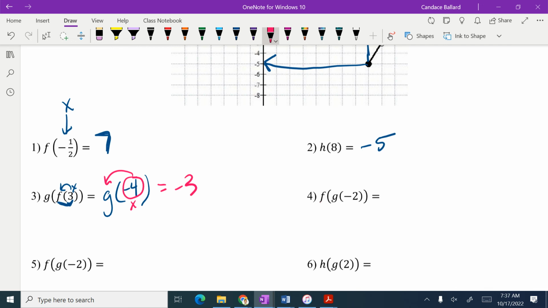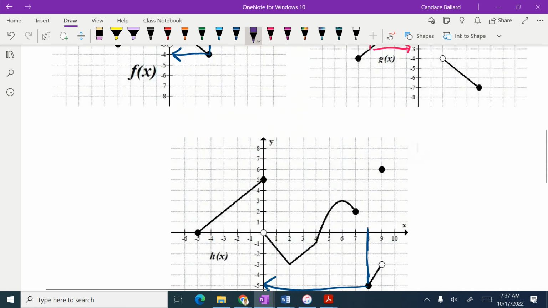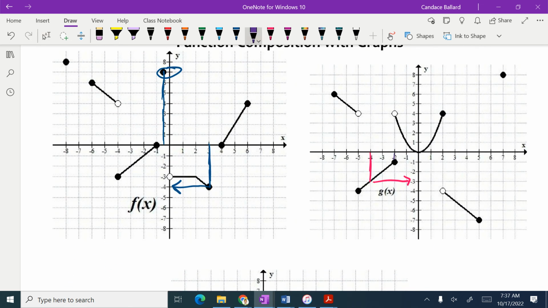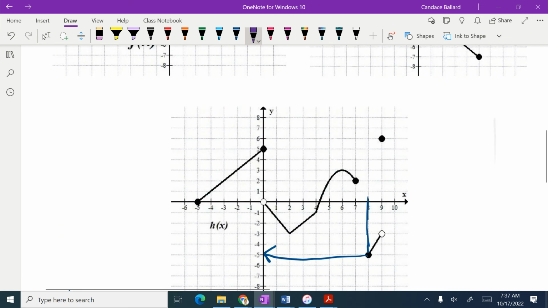Okay, so I'm writing my outer function with parentheses, just like I did last week. My inner function is this g of negative 2. I'm going to take the negative 2 and plug it into g. Again, that's an x value. So negative 2 into g. All right, what's my output? Negative 1. Good.